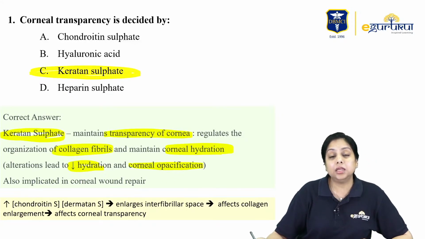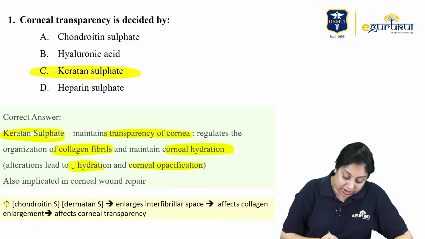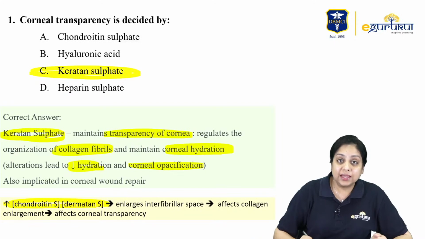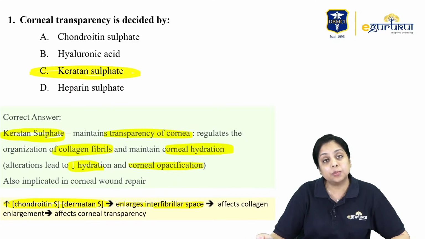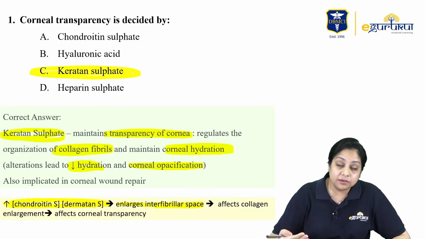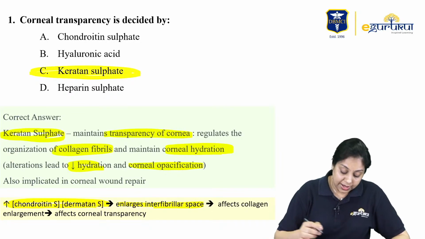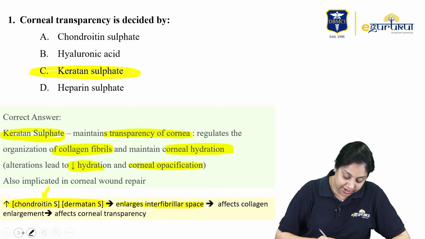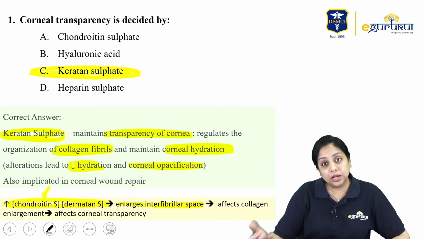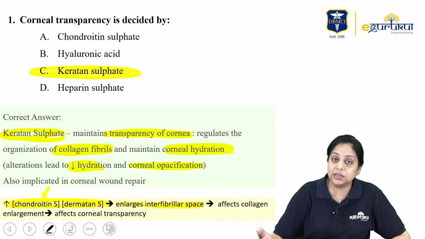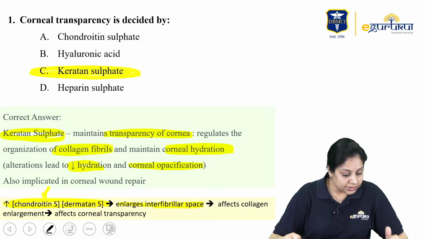Now, some of you might think of chondroitin as an answer too. See, chondroitin and dermatan sulfate enlarge the interfibrillary space. They also affect the collagen. So some of you might think they are primarily responsible for the corneal transparency, but they are not. And the difference between chondroitin sulfate and dermatan sulfate is what? They are isomers of each other. In the questions further down the line in this video, I'll show you the structural difference between both of them also, right?